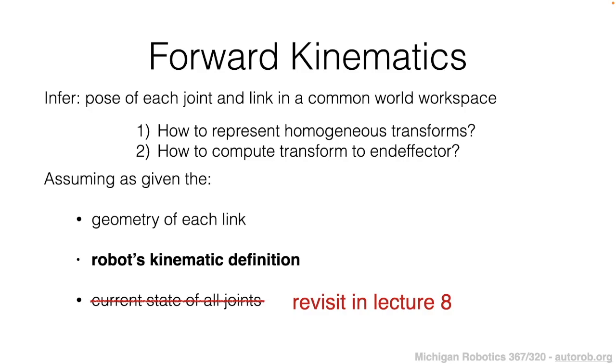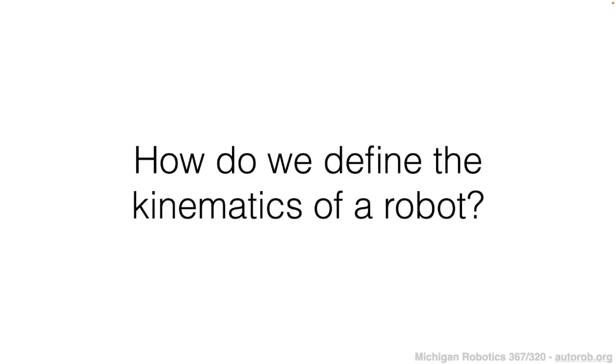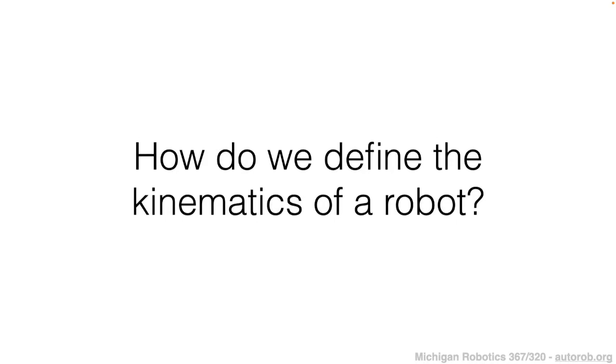But to start with, for this lecture, we're just going to consider that we have given to us the geometry of each link and the robot's kinematic definition, ignoring motion of the joints. So let's start now by talking about this robot's kinematic definition. So how do we define the kinematics of a robot?